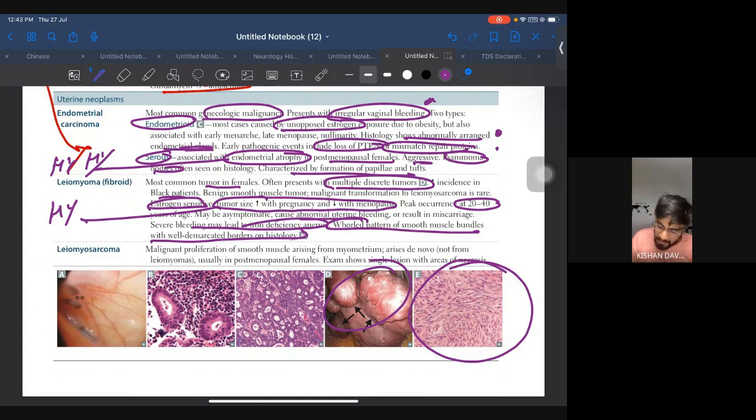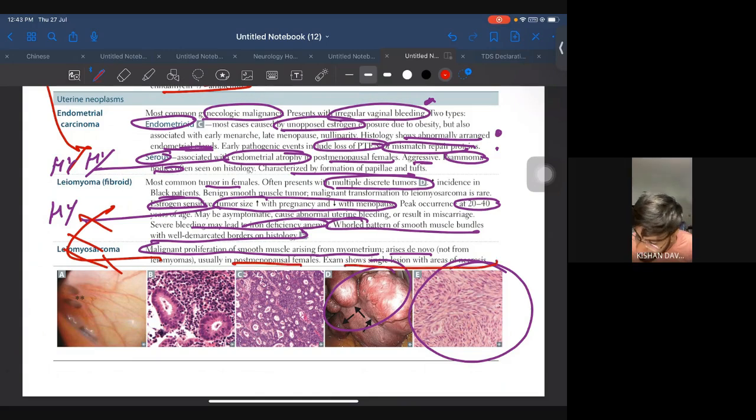Okay. Leiomyosarcoma, malignant proliferation of smooth muscle arising from myometrium, arises de novo. Now, one important point: this does not arise from leiomyoma. Okay, leiomyosarcoma does not arise from leiomyoma. Keep this in mind. Usually in postmenopausal women, it shows a single lesion with areas of necrosis.